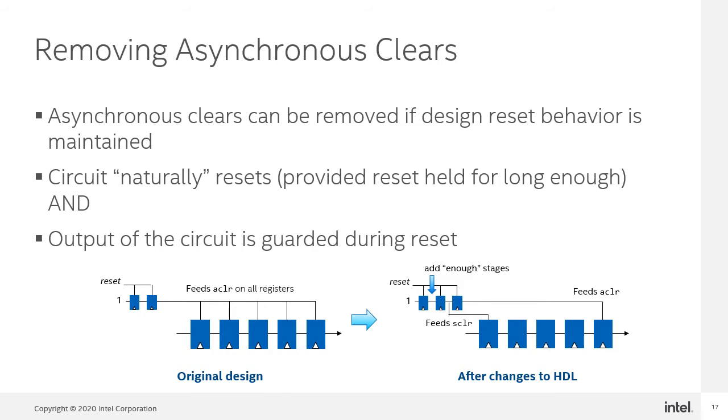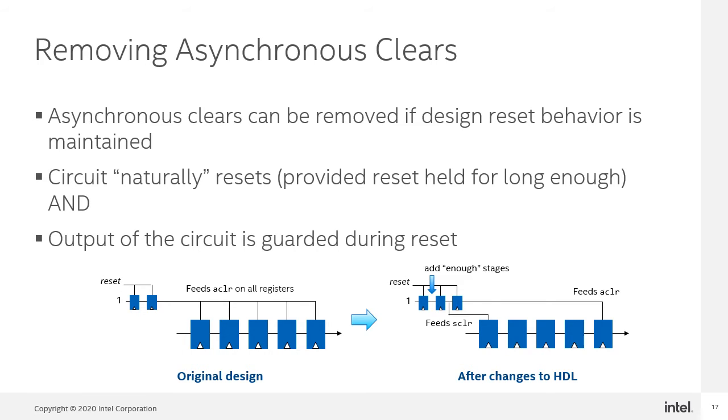In the diagram on the left, every register is asynchronously cleared, so they all must be implemented in ALMs with no hyper-retiming. One alternative circuit to asynchronous clearing all registers is shown on this slide. Here we have replaced the first register's asynchronous reset with synchronous reset, and we removed the asynchronous clears on all registers except for the last.